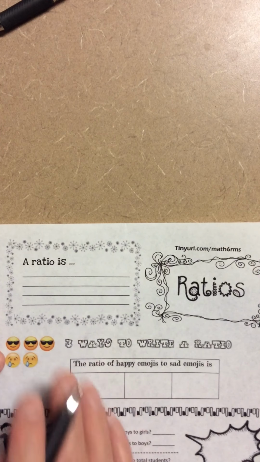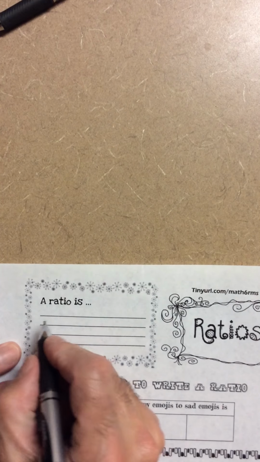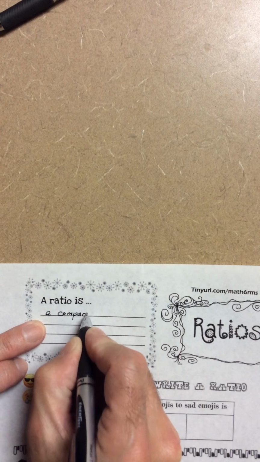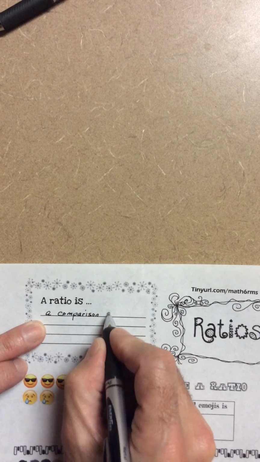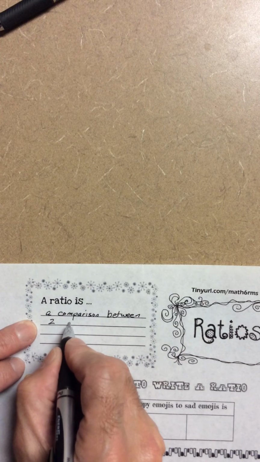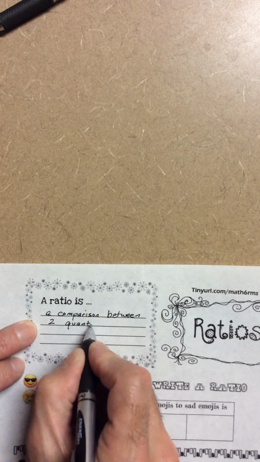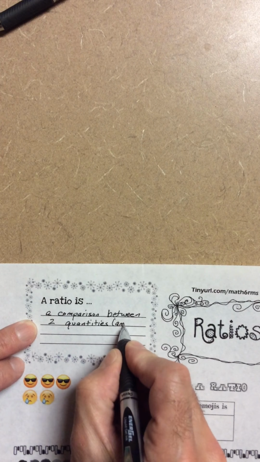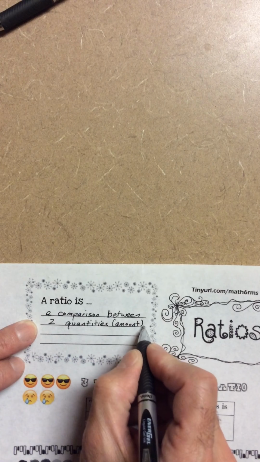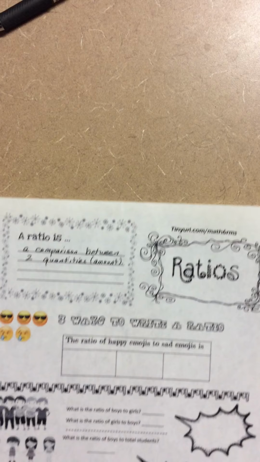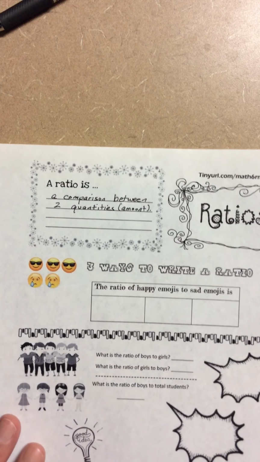A ratio is simply a comparison between two quantities or amounts. A quantity would be like an amount of apples to oranges. So we need numbers and words with ratios. We're just comparing two things.